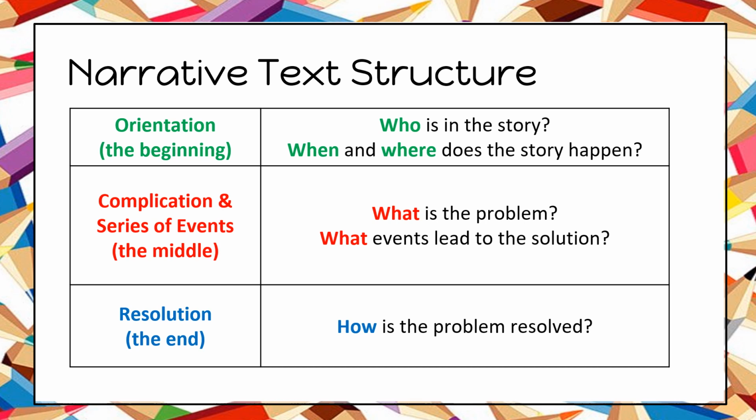Yesterday we learned about the structure of a narrative, that it has three parts: the orientation, the beginning, that tells the reader who's in the story, when it happened, and where the story happens. The middle part, which is the complication and series of events, tells us what the problem is and what the events are that are leading up to the solution. And finally, the resolution at the end of the story: how is the problem solved?